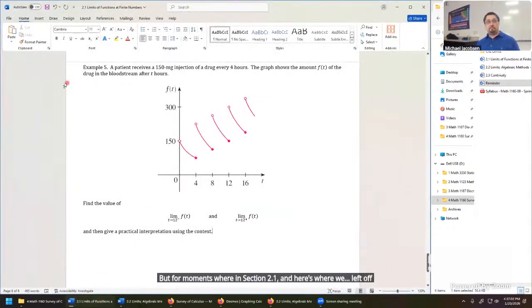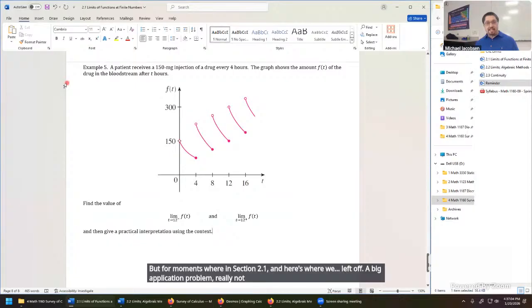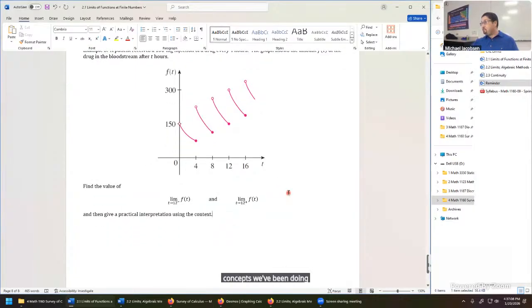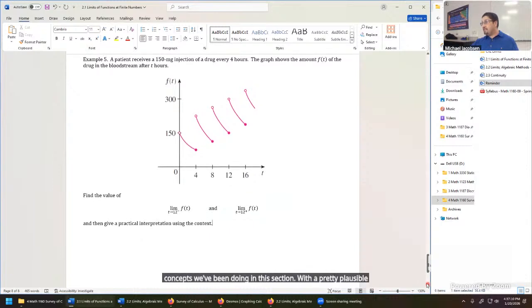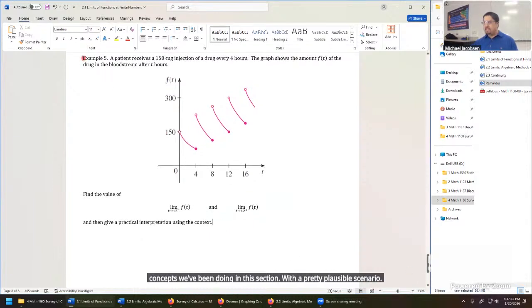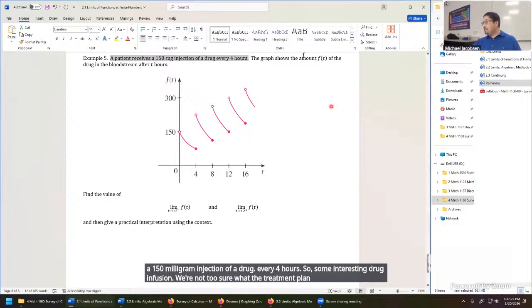A big application problem, really not too big, but just a good way to tie together all the limits concepts we've been doing in this section with a pretty plausible scenario. So example 5, it says we have a patient who's receiving a 150 milligram injection of a drug every 4 hours. So some interesting drug infusion. We're not too sure what the treatment plan is for this.